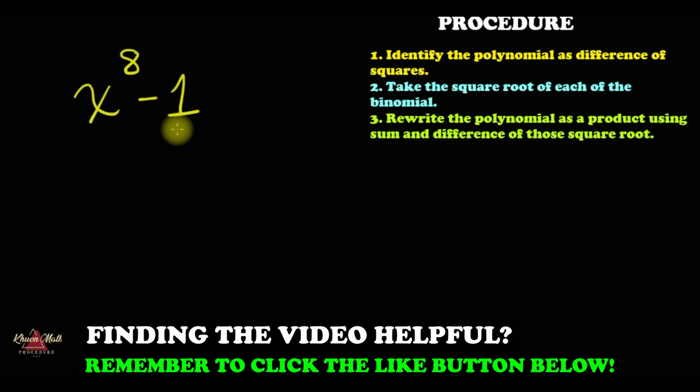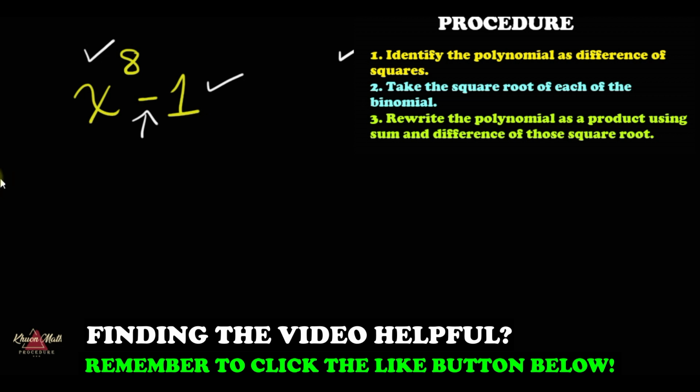Now, is 1 a perfect square? Yes, 1's a perfect square because 1 times 1 is 1. So this is a perfect square. This is a perfect square. And it's also a difference. So step 1 is check. Okay, now we move on to step 2.